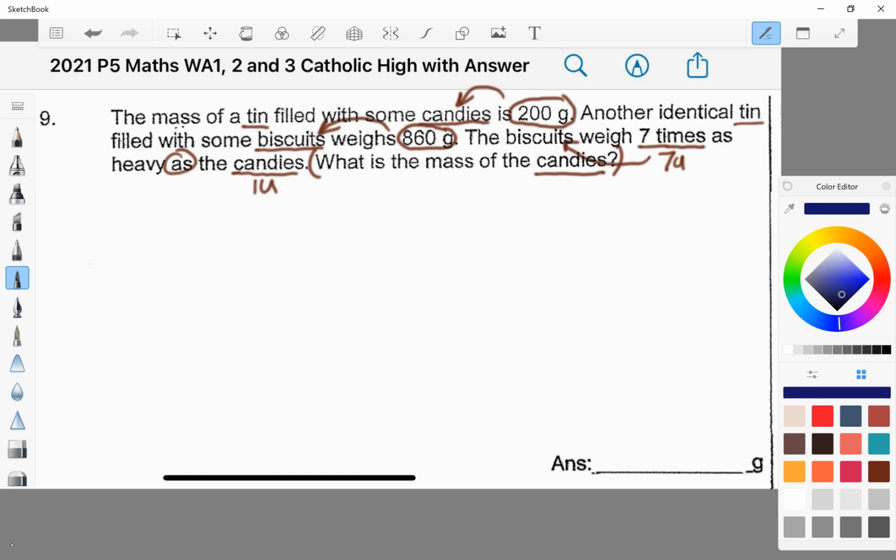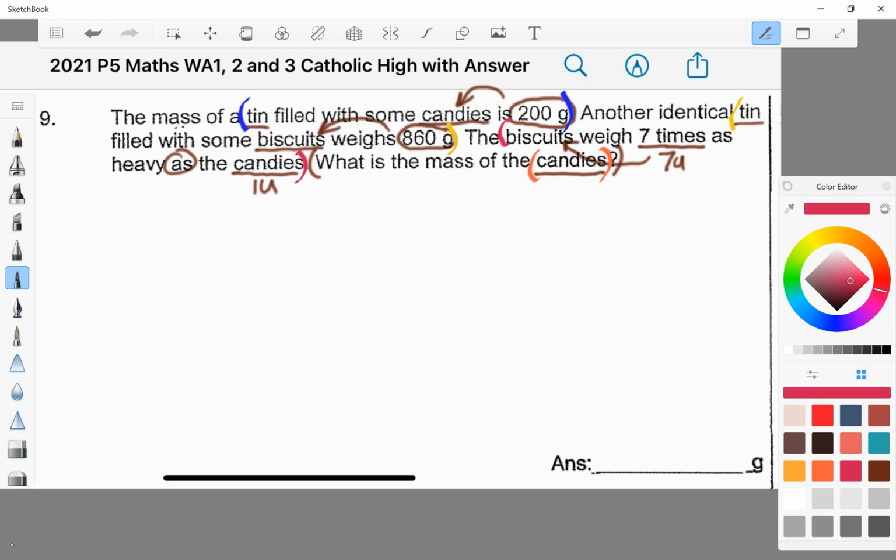So having done the basic annotation, I will now use my highlighters. First information, blue. Second information, yellow. For yellow, I will draw a bracket around the tin and the 860 grams. Then the next one will be red color. They say that the biscuits weigh 7 times as heavy as the candies, followed by the candies itself. Okay, so without further ado, I will draw my model.